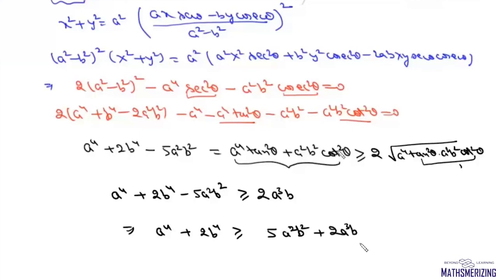Now we look at the options. On the left hand side we have a to the power 4 plus 2b to the power 4, but on the right hand side we have 3a square b square. So we can write this as a to the power 4 plus 2 b to the power 4 is greater than or equal to 3 a square b square plus, now we'll take 2a square b common, and then we can write a plus b, which is clearly greater than 3a square b square, and will also be greater than 3a square b square plus ab. So that means options A and C are correct.